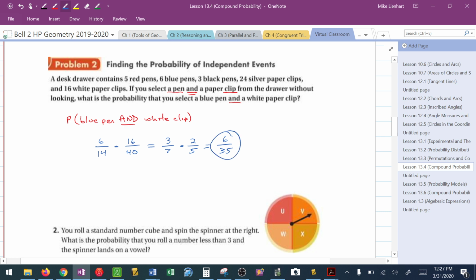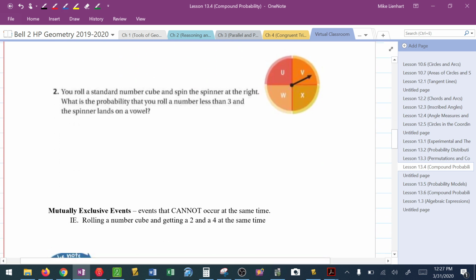This is the probability. Now, again, remember, probability could be a fraction, success over total, but that fraction could be written as a decimal or as a percentage. Okay? Take a look at this next example.